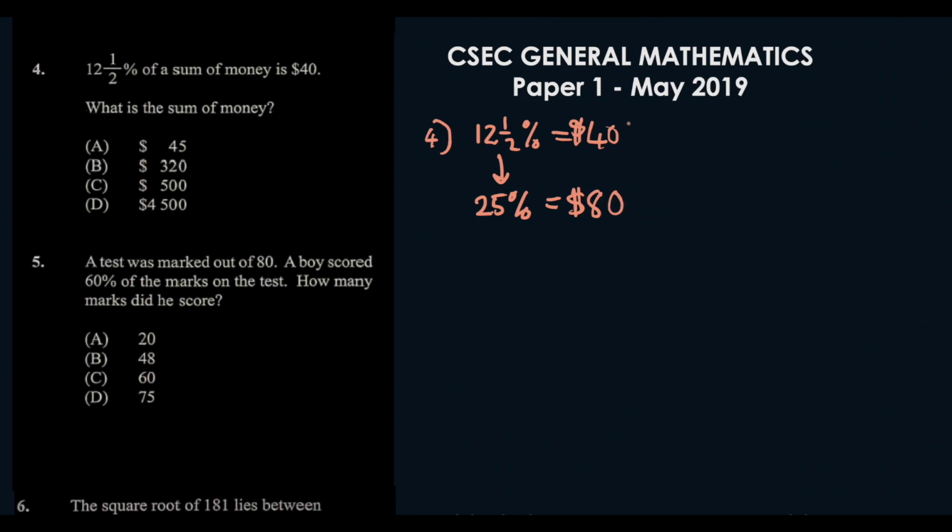Now, if I'm trying to figure out what is 100% of this value, I need to see how I can get 25% to 100. So in order to get from 25% to 100, I need to multiply by 4. So therefore, if I need to figure out the value that this is equal to, I need to multiply this 80 by 4. So what is 80 times 4? 80 times 4 is 320.